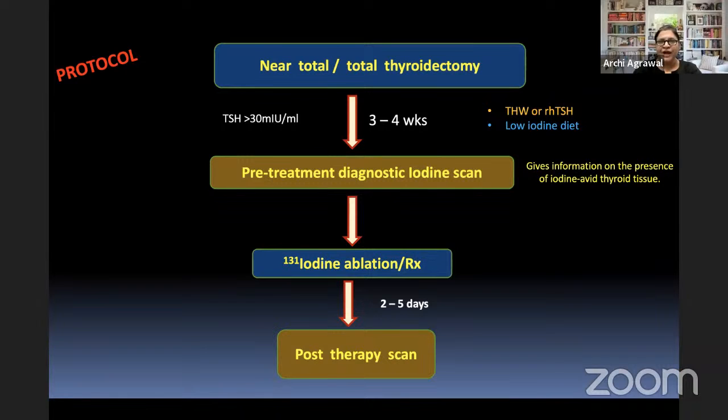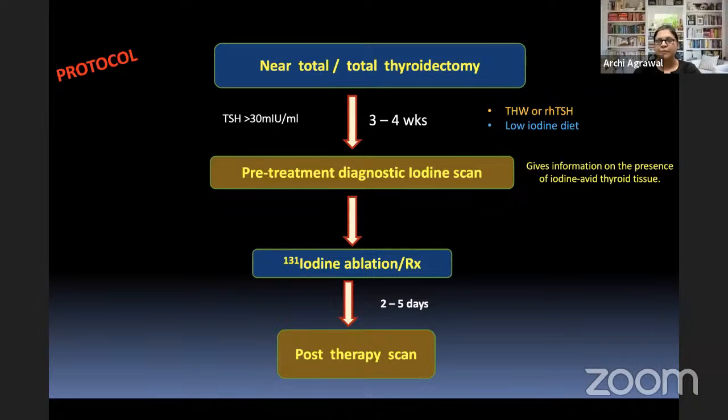And before doing radioactive iodine, we do a pre-treatment diagnostic scan. Now, whether we do a pre-treatment diagnostic scan or not depends upon institute to institute and country to country. We always prefer doing a pre-treatment scan because it tells us the presence of iodine-avid thyroid tissue wherever it is present in the whole body scan. So whether it is confined to only the thyroid bed or it is present anywhere else, it will give us an idea about what disease the patient has. And so we always prefer doing a pre-treatment diagnostic scan.